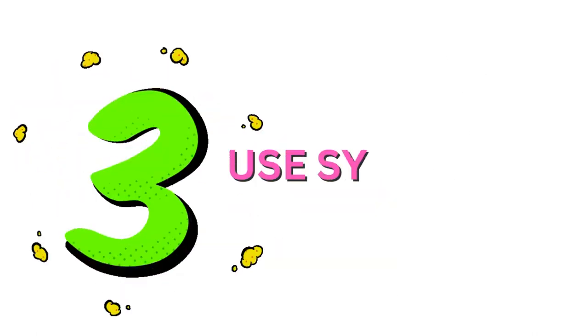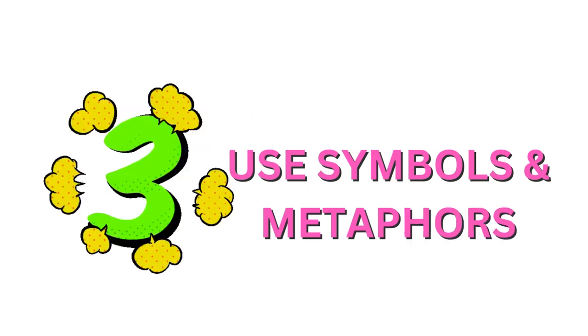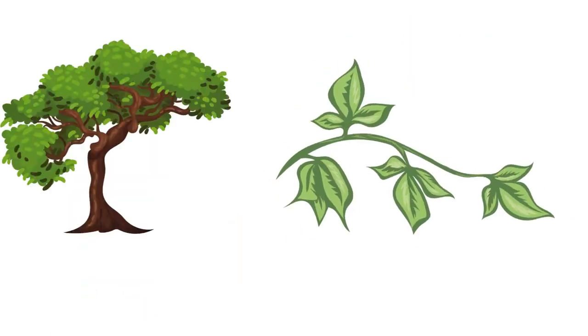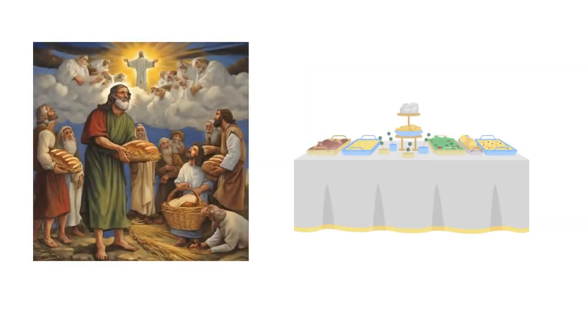Tip number 3, use symbols and metaphors. The Bible is full of symbols and metaphors that can be used to convey important ideas. For example, you can use a tree or a vine to represent the abundance of nature, or a feast or a table to represent the act of sharing and gratitude.